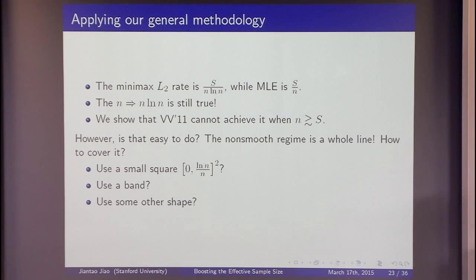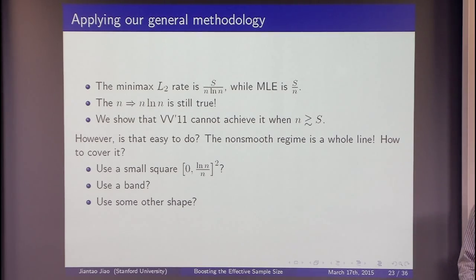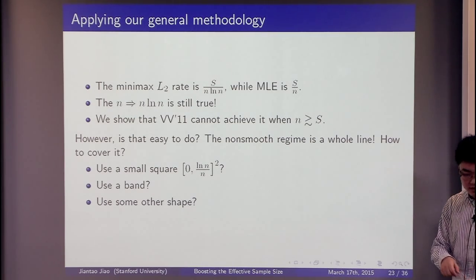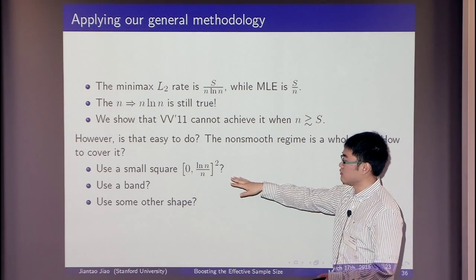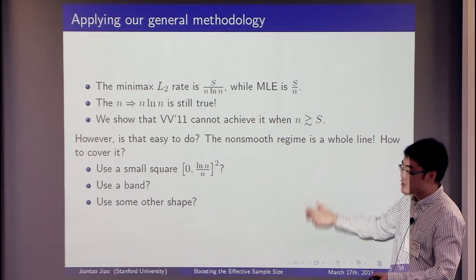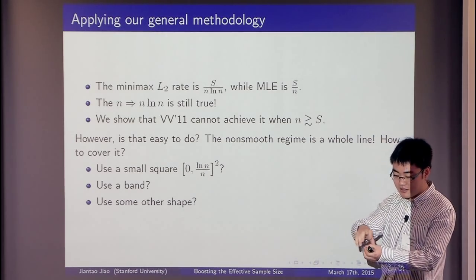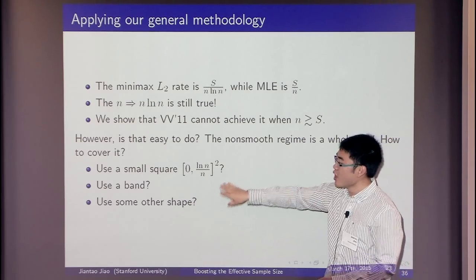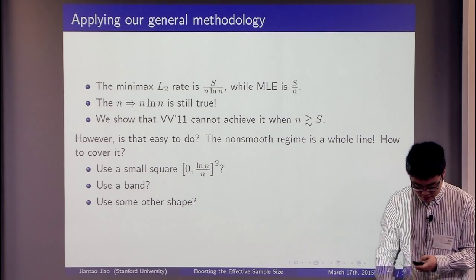But this is very complicated, because now the non-smooth region is no longer 1 point. It's not very clear that you can use one interval to cover it. But how do you cover a line? You may think I could use a small square, covering at the boundary, or I could use a band to cover this whole line, or I could use some other shape.